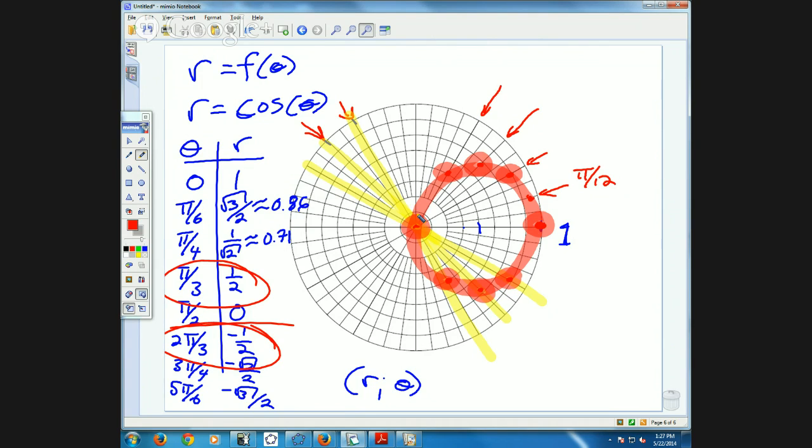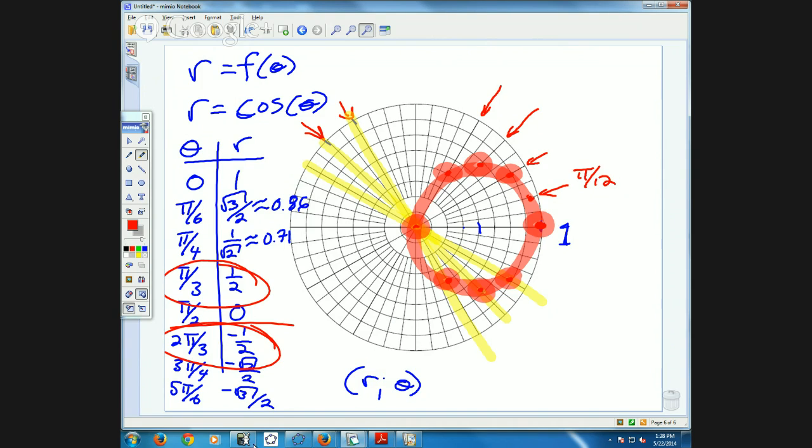R equals the cosine of theta makes a circle of radius 1/2. Yes, the diameter is 1. Okay, let's see if we can prove that by trying to translate this into rectangular coordinates. Isn't that awesome? Oh, we should graph it on the calculator to see too.